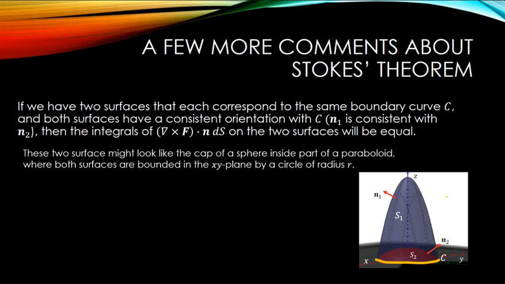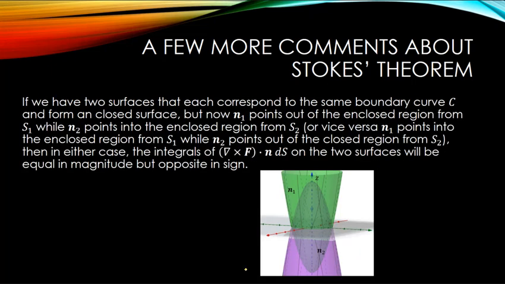These two normal vectors are consistent with the orientation of C, where C is positive in the counterclockwise direction. This means that the double integral over S of del cross F dotted with n sub 1 dS sub 1 will be exactly equal to the double integral over S of del cross F dotted with n sub 2 dS sub 2.